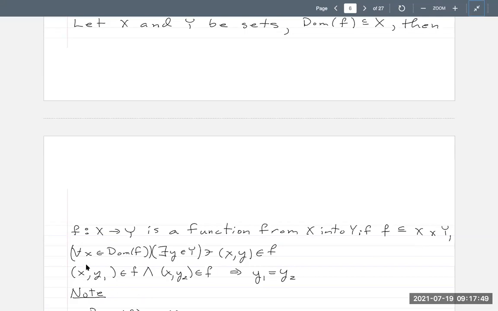In other words, we want that if you're given an input, you have a unique output. So we have that if the ordered pair X comma Y1 is in F, and if the ordered pair X comma Y2 is in F, then Y1 is equal to Y2. Meaning that if you specify the same input X, then you always have the same output Y.